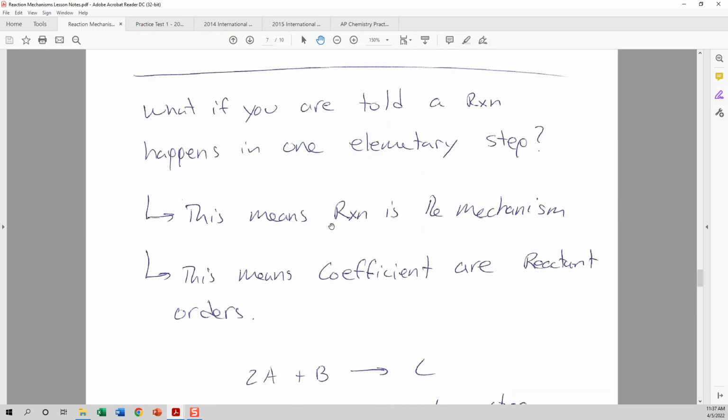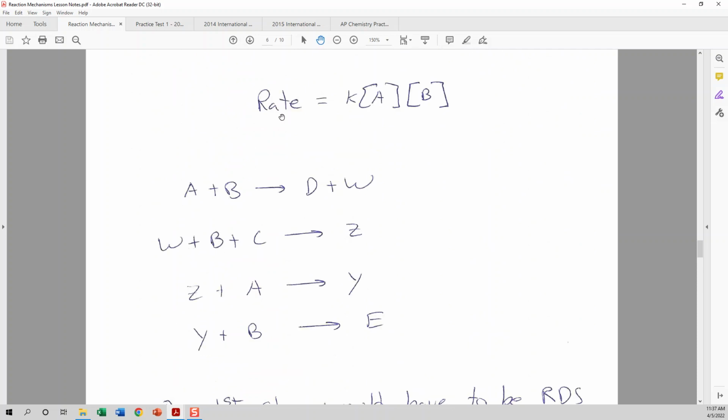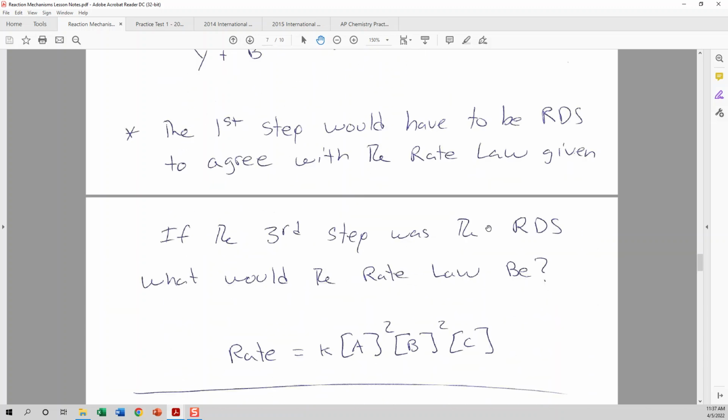All right, so what we want to take from this is, given the mechanism and the rate equation, we can determine the rate determining step, or given the mechanism and knowing what the rate determining step is, we should be able to figure out the rate equation, right? One or the other.